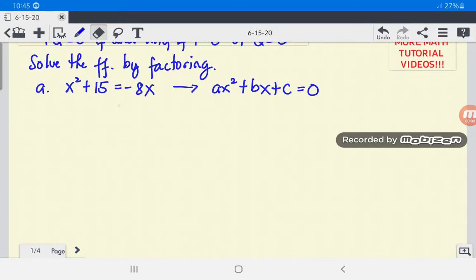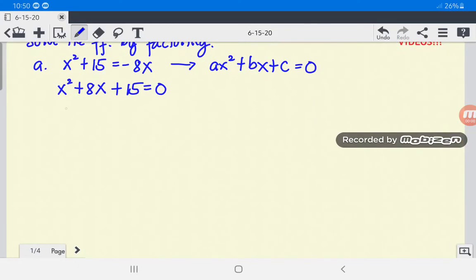So, in our example, you're going to transpose negative 8x to the left side of the equation, or you add 8x on both sides of the equation. Thus, we have x squared. You transpose negative 8x, and it changes to positive 8x. Then plus 15 equals 0. Next step is you have to factor the expression x squared plus 8x plus 15.